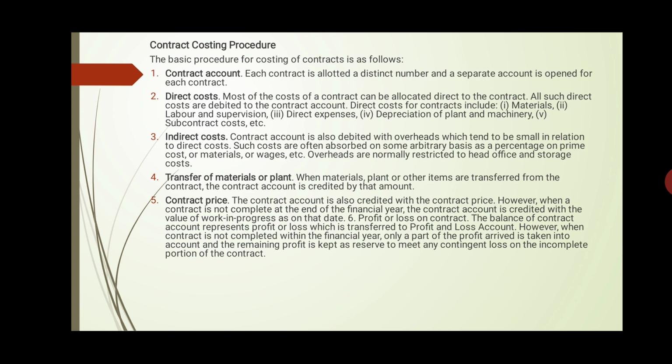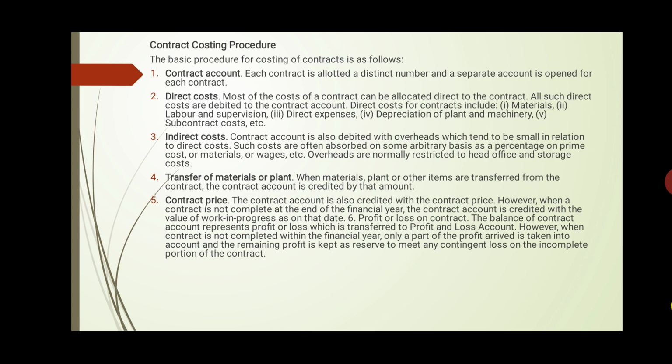Transfer of materials or plant. When materials, plant, or other items are transferred from the contract, the contract account is credited by that amount. The other term is contract price. Now, this contract price has to be credited in the contract account. However, when a contract is not complete at the end of the financial year, the contract account is credited with the work in progress as on that date.